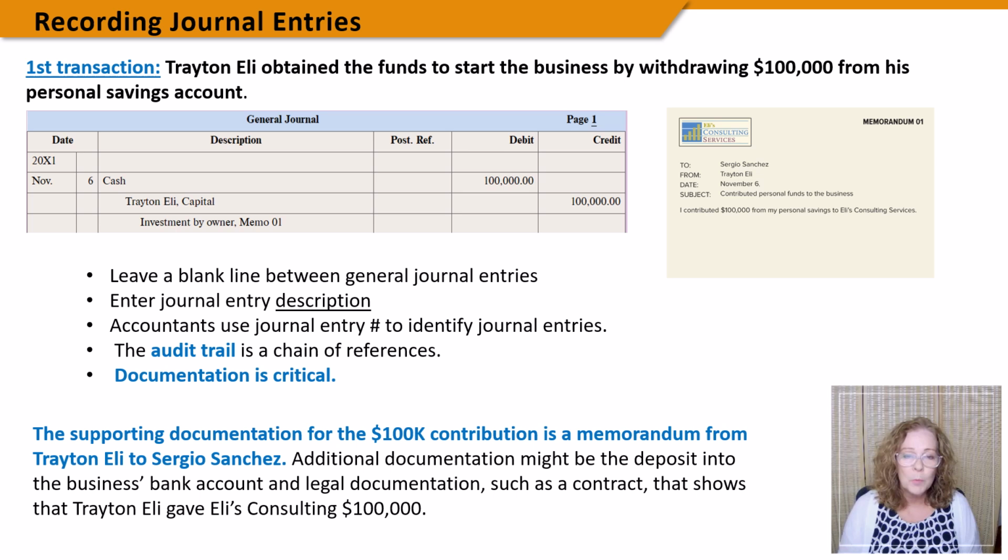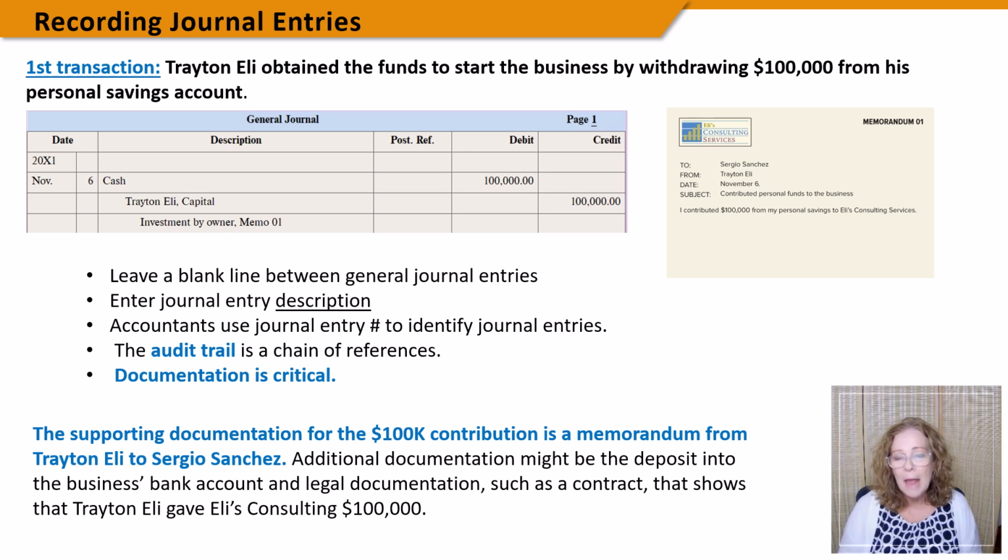However, sometimes the supporting documentation is confidential, for instance, severance amounts when there are company layoffs. In those cases, the journal entry will reference the person or department that can provide documentation upon request. When we previously analyzed this business transaction with the help of the accounting equation and the T-accounts, we determined that we need to debit cash and credit Trayton Eli Capital $100,000.